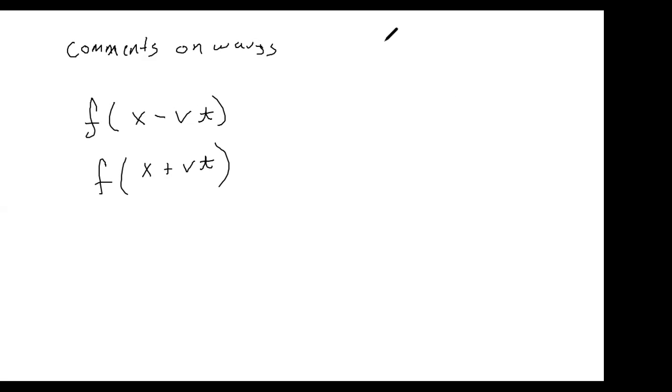Well, think about this. What if you made a graph of the function versus x, and let's say at time equals 0, and it looks like this, right? And then I ask you to sketch the graph when time equals, I don't know, 1. What would happen to the graph? If at time equals 0 it looked like this, when you plug in time equals 1, what happens to it?